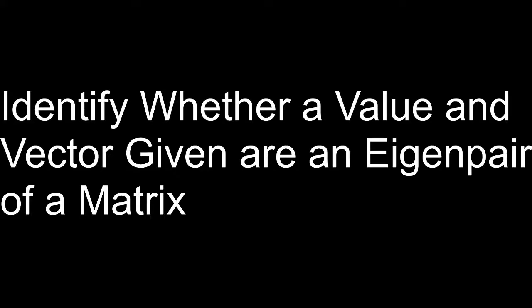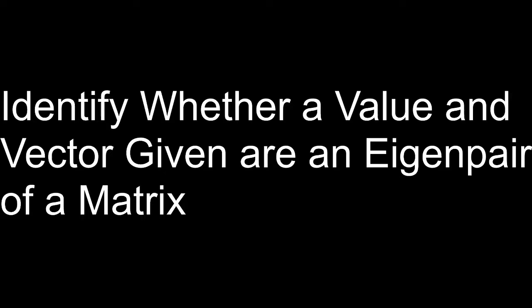Hello and welcome to this video on identifying whether a value and vector that are given are an eigenpair of a matrix. So when I say eigenpair, I mean that this particular value and vector that are given are an eigenvalue and corresponding eigenvector of a given matrix. All these things will be defined in the beginning of this video.